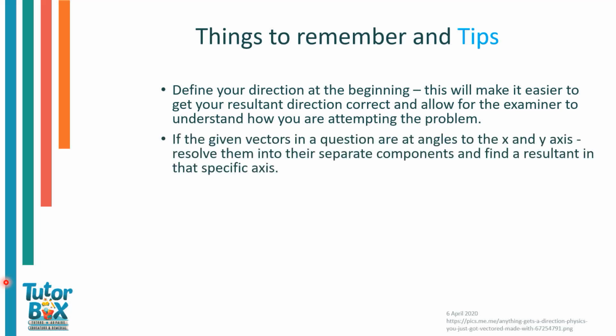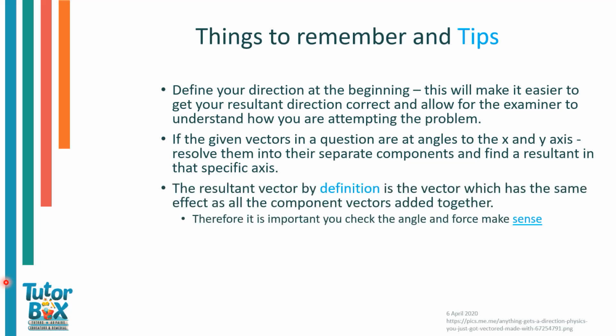And if you are given vectors in a question that are at an angle to the x and the y axis, or one or the other, resolve them into their separate components. So this is where you've got a 40 degree angle of the horizon, vertical, whatever. Resolve them into the x and y's, add them, and get your resultants at an angle. And then, as you know, definitions are very important. And you should start making your list of definitions by now, because they are just a lot and it does count a lot in your exam.